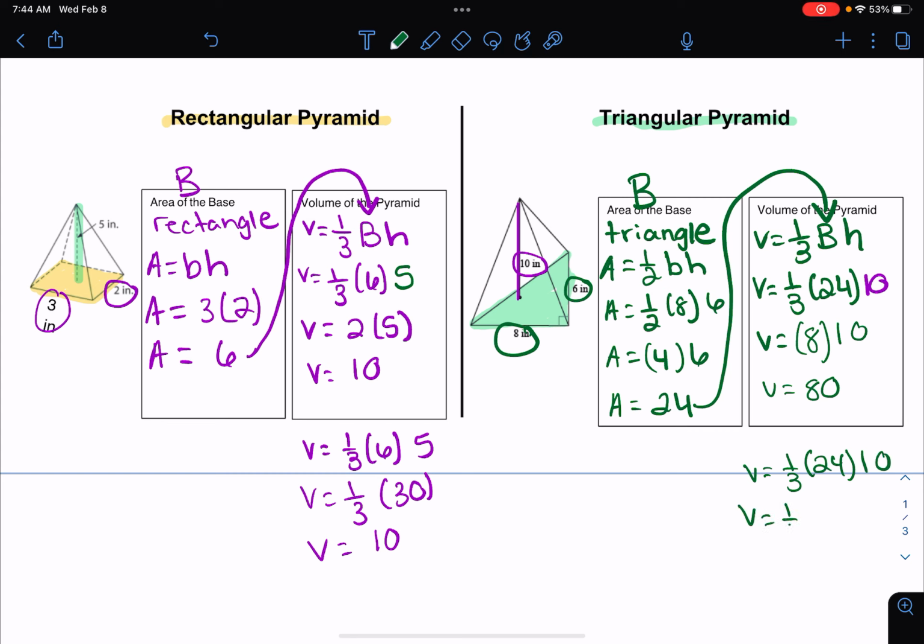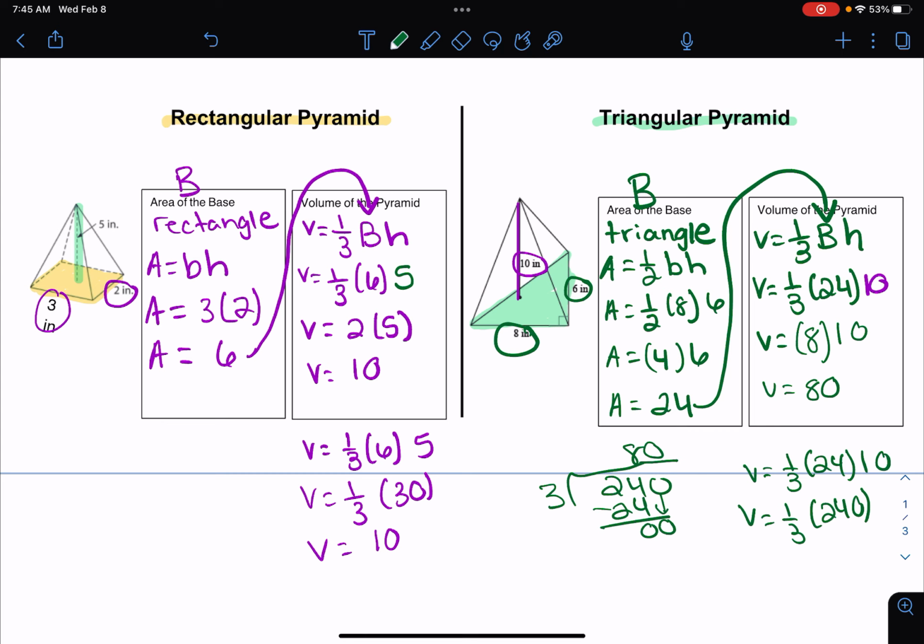And of course, you could have done it like previously: 1/3 times 24 times 10, which would have been V equals 1/3 times 240. Then you would have had to divide 240 by 3, and it gives you 80 still. Because 3 goes into 24 8 times. 8 times 3 is 24. You subtract that, it gives you 0. You bring down your 0. 3 goes into 0, 0 times.